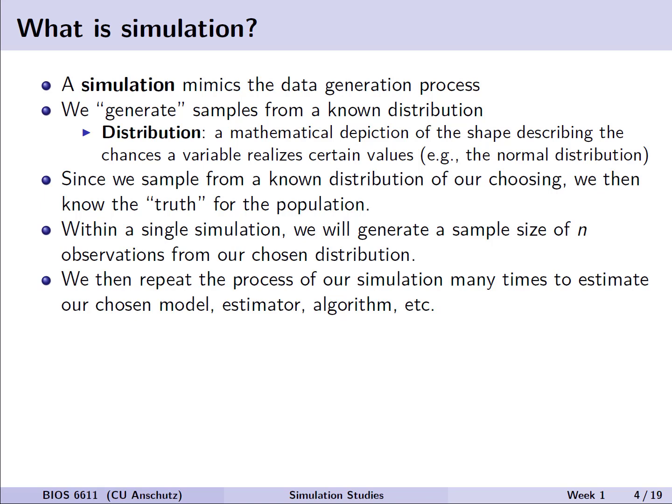Now, since we sample from a known distribution that we choose or set as the truth, we can then use this to say, well, if this actually was the truth in the population, how would my results or my conclusions work with a given test, estimator, or property? Now, within any given single simulation, we'll generate a sample of size n observations from our chosen distribution, and we'll see this play out in some examples. We then repeat this process of our simulation many times over to estimate things, again, like our chosen model, an estimator, some new algorithmic approach, or anything else we might have questions about to evaluate the performance and properties of.